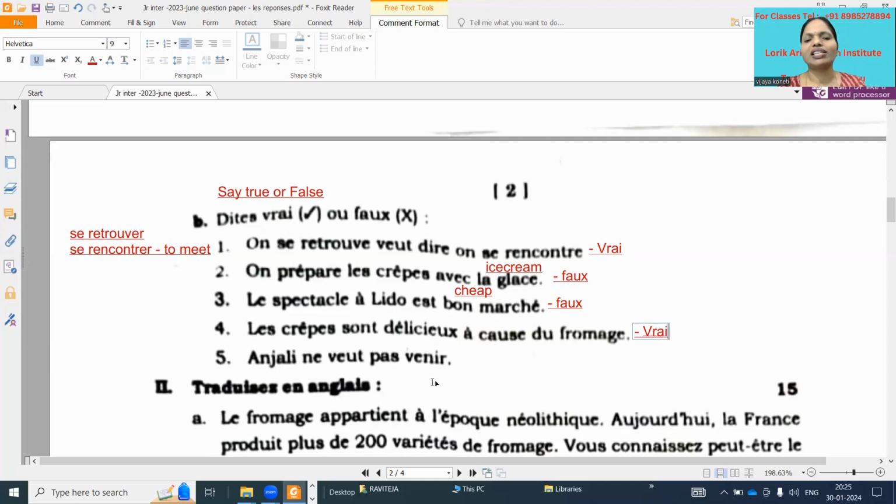And the next one. Anjali ne veut pas venir. Anjali doesn't want to come? No, she wants to come. So this statement is faux.